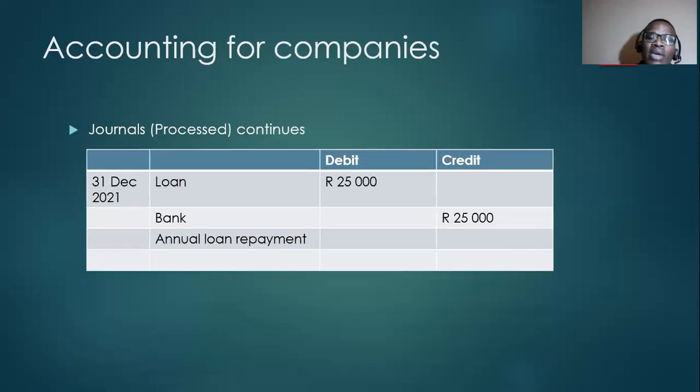Then from there, you make a payment. When you make a payment, you agree that cash is going out. Cash affects your bank. A bank is an asset and it decreases where? On your credit side. It means 25,000 is going out, right? Then your liability is a loan. A loan is a liability, right? And a loan decreases where? On the debit side, because now you are paying back that loan.